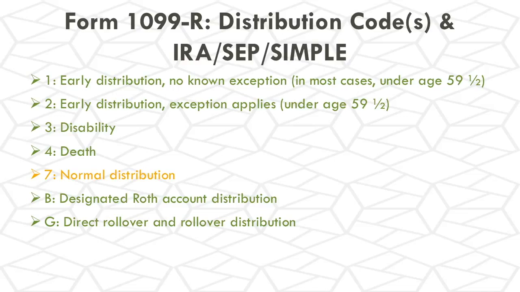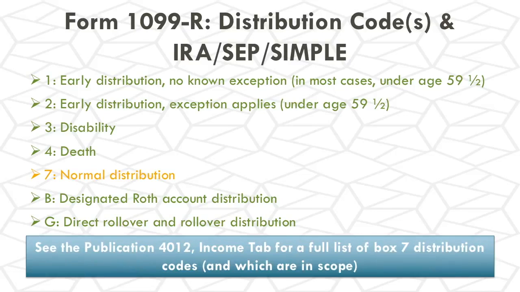Now, there are many, many more codes that could be in this box. These are the ones that we're primarily going to concern ourselves with and that are in scope for us. However, you can see your Publication 4012 in the Income tab for a full list of Box 7 distribution codes, including ones that are out of scope, but it will indicate which ones are in scope for us.